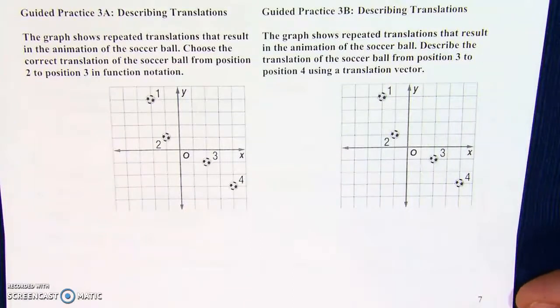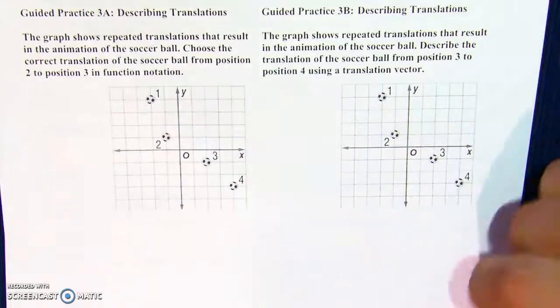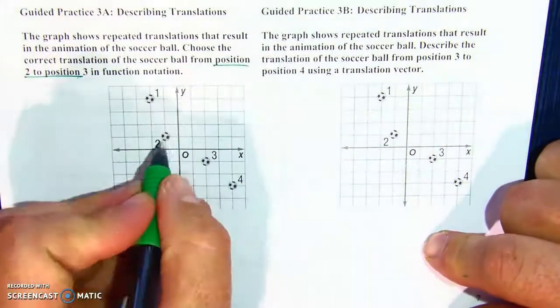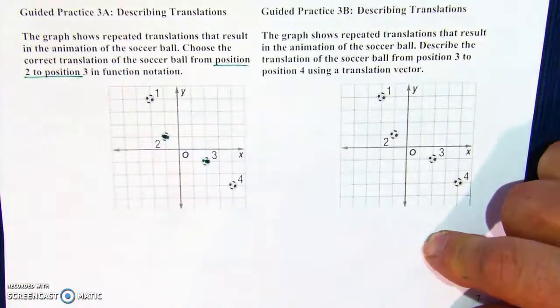Okay, if you're back, and if you cheated and just sat here the whole time and didn't pause it, then that's okay. We're going to go from position 2 to position 3 again. Here we go, soccer ball 2 to position number 3.